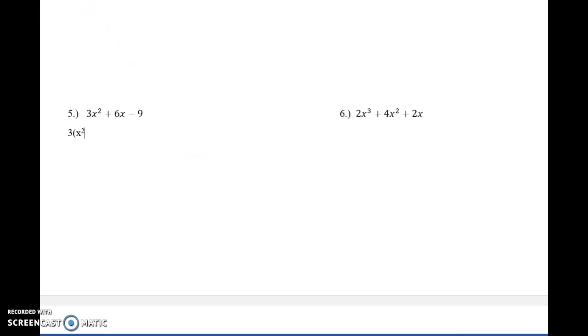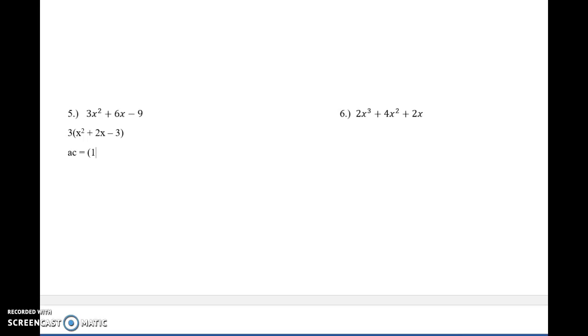X squared, because 3 divided by 3 is 1, plus 2x, 6 divided by 3 is 2, minus 3, because 9 divided by 3 is 3. All right, and now I'm ready to do AC on what I have here. So when I do this, I ignore the 3 in the very front. Once I factor it out, I don't need to use it anymore, but it is still part of the answer. It's really important that it comes down with it.